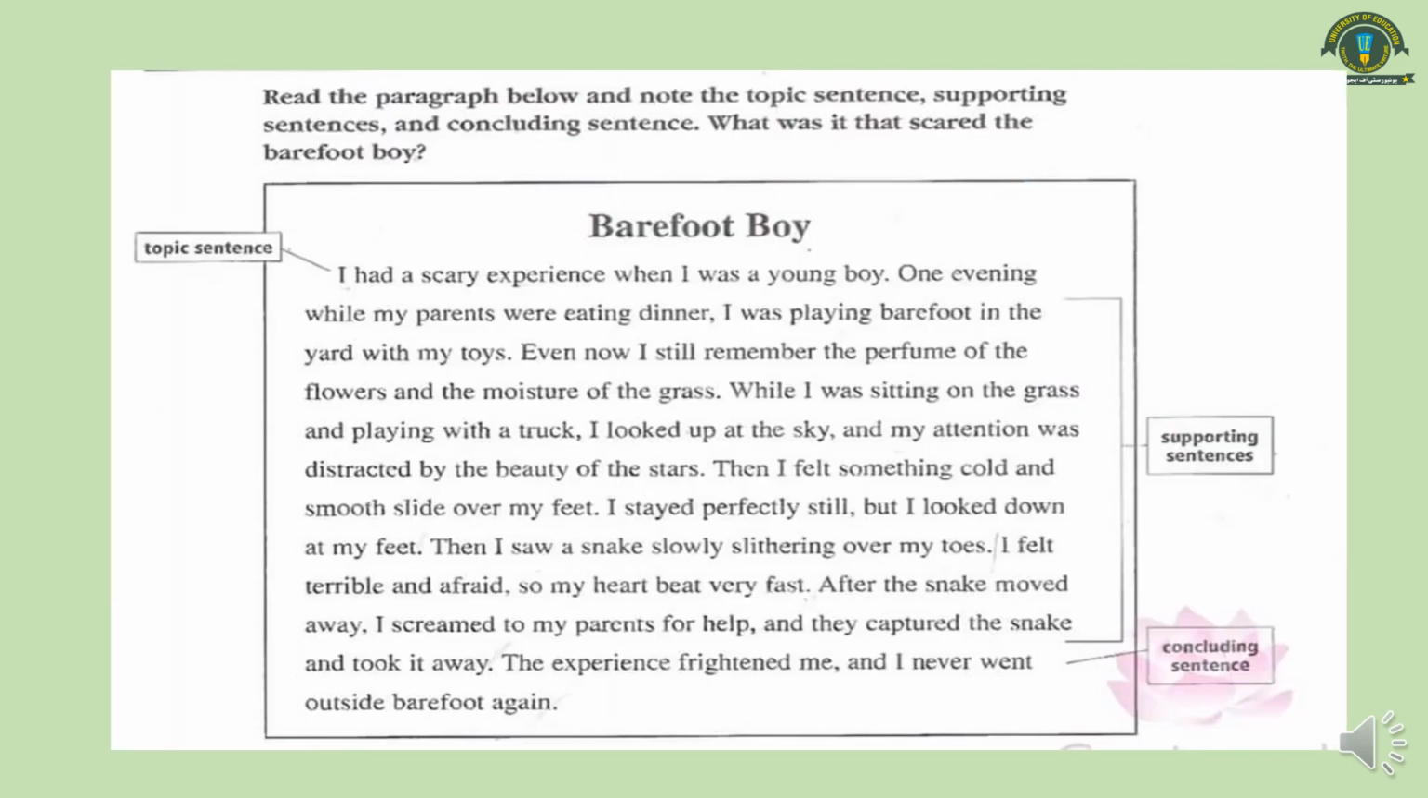Based on all the guidelines that I have given in the previous slides, it is now up to you to read the paragraph below and identify the topic sentence, supporting sentences, and the concluding sentence. And then you need to find out what it was that scared the barefoot boy. So you see that the paragraph starts with indentation, it has a topic sentence, it has supporting details, and the concluding sentence again, which reflects the same information as the topic sentence.